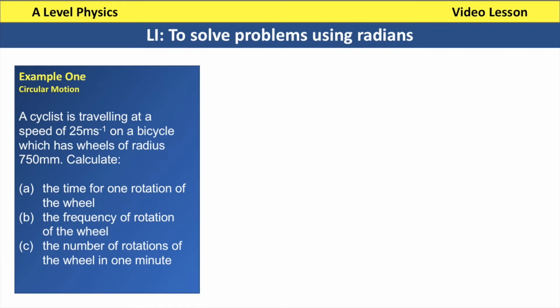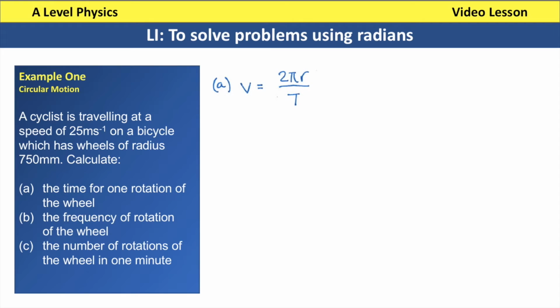Right, let's have a go at an example question together. A cyclist is travelling at a speed of 25 metres per second on a bicycle which has wheels of radius 750 millimetres. We want to calculate the time for one rotation of the wheel. Well, if we look at this information given to us in the question, we know the speed of the bike is 25 metres per second, which means that the wheels are moving at 25 metres per second as well. I also know the radius and I want to work out the time for one rotation.